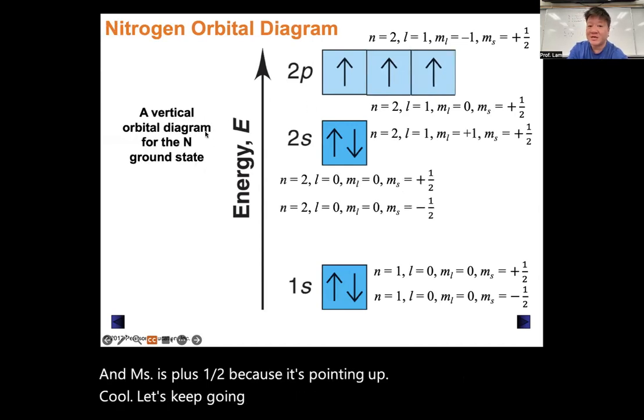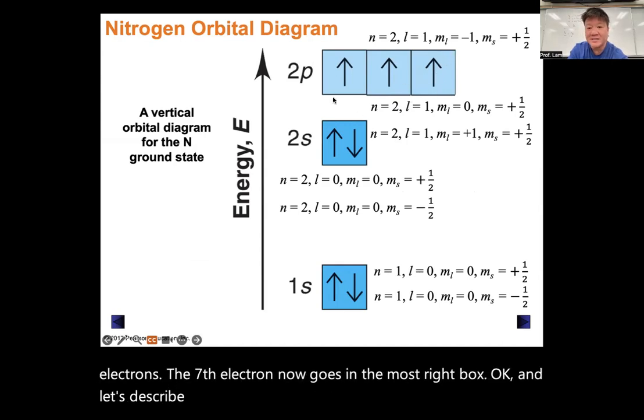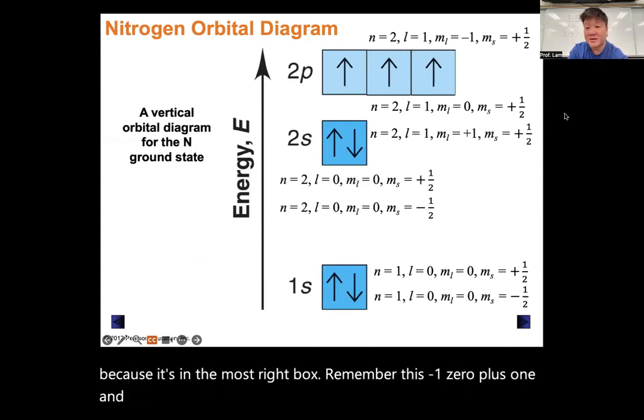Now we got nitrogen. Nitrogen has 7 electrons. The 7th electron now goes in the most right box. Okay, and let's describe it. N is equal to 2. L is equal to 1. ML is plus 1 because it's in the most right box. Remember, it's minus 1, 0, plus 1. And MS again is plus 1/2 because it's pointing up. Okay, you guys see that?